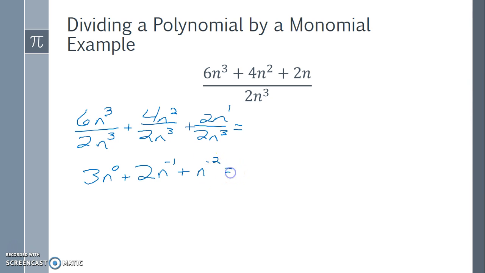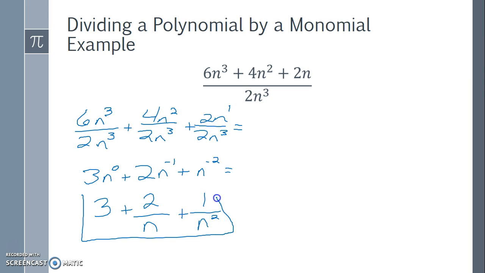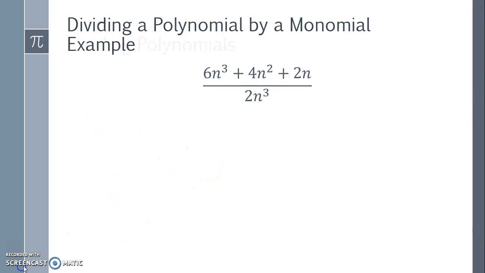Last step is we need to fix our negative exponents and get rid of this n to the 0. Remember that anything raised to 0 is 1. So 3 times n to the 0 is just 3. And we get plus 2, and since it's a negative 1, we bring it down to the bottom, it becomes positive. So 2 over n plus 1 over n to the second. And this would be our final answer. And it's actually already in standard form since our exponents are in descending order. Okay, so let's look at the next part.